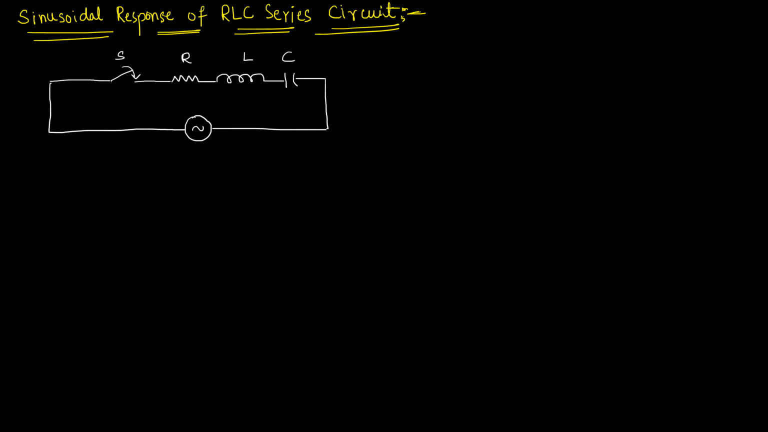Hello everyone. In this video, we are going to learn about the sinusoidal response of an RLC series circuit. As you can see, we have an RLC series combination, which was excited by the sinusoidal voltage V of t, let us say V cos(omega t plus theta), through a switch S. The switch was closed at t equal to 0.